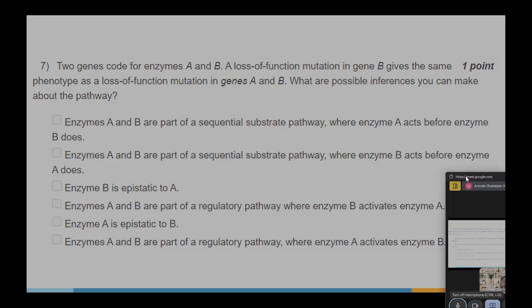So this is more than one option correct kind of a question. So go through it well and figure out what you think are the correct options.